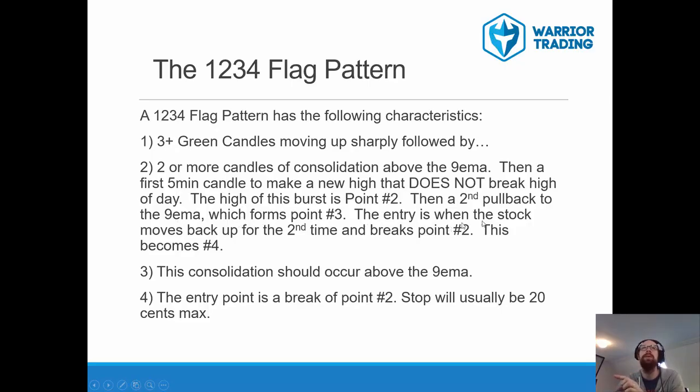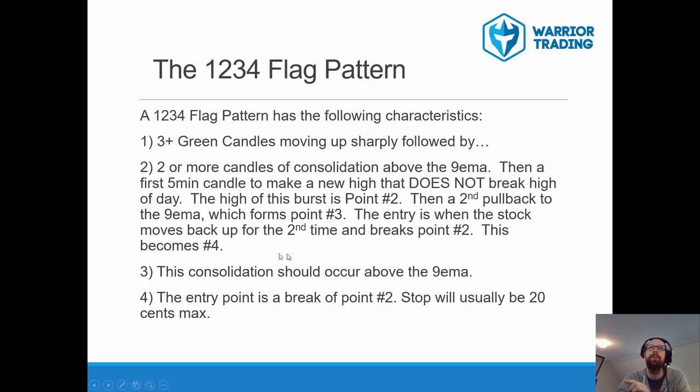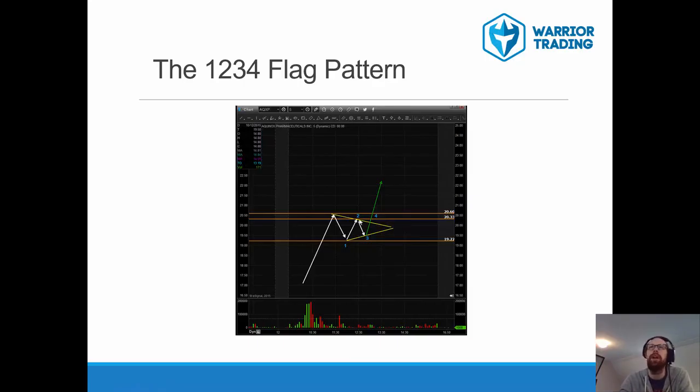The entry is when the stock moves back up for the second time and breaks over point 2, becoming point 4. So the entry is when we break over the high of point 2, which becomes number 4. This consolidation should occur above the 9 EMA as usual. Entry point, break of point number 2. Stop will usually be 20 cents max. So this is kind of what it looks like on the chart.